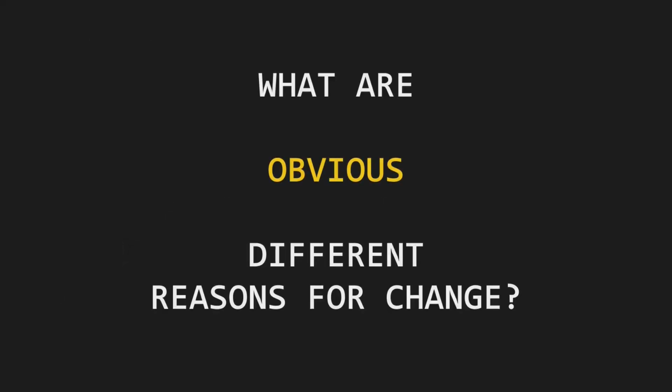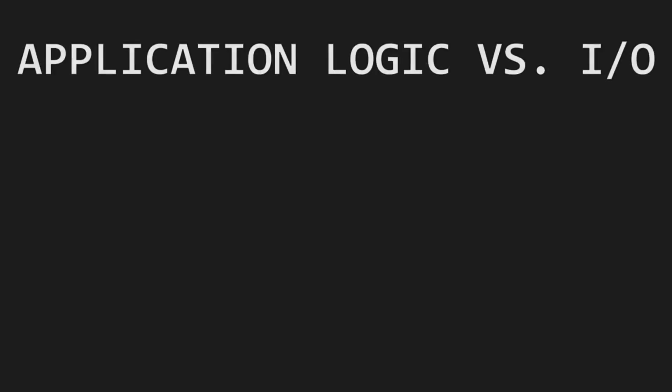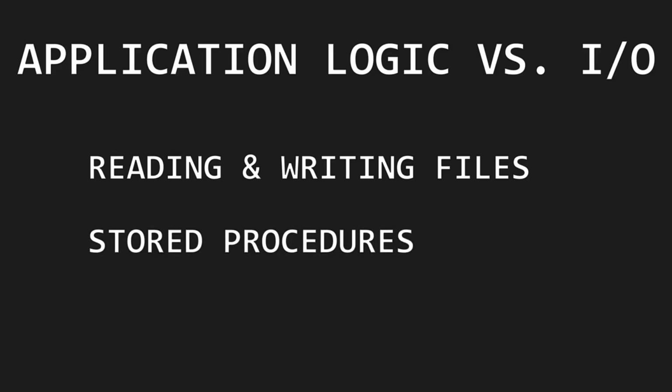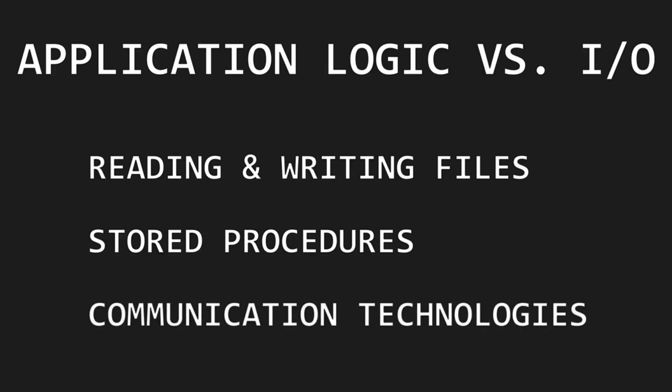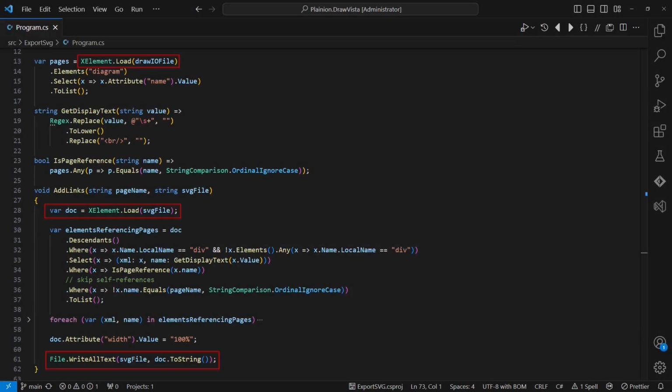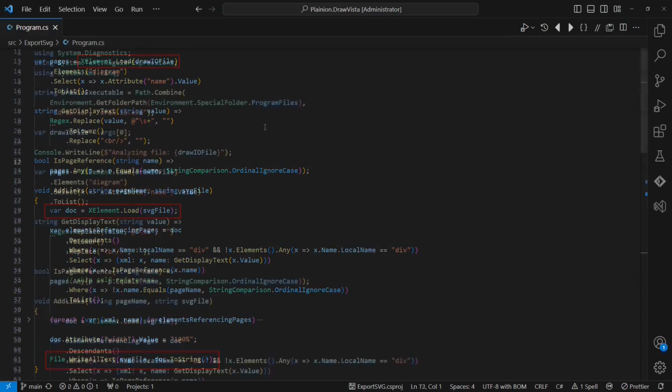Now there are roles and their reasons to request change which are quite obvious, so we want to separate those almost always right away. Let's start with application logic and input-output operations. Examples of violating the separation of these reasons for change are reading and writing files directly in the application logic, database stored procedures containing business logic, and calling external services directly from the application logic using, for example, HTTP. This code is guilty of mixing file operations directly with the application logic as shown earlier. So let's separate these reasons for change.